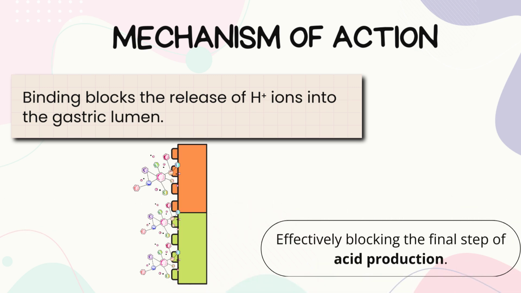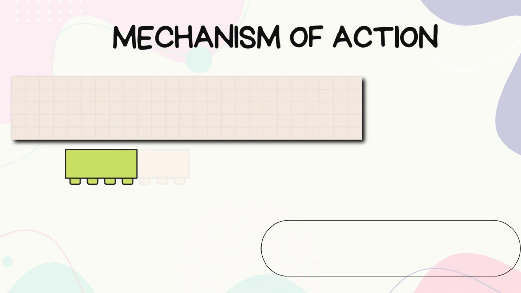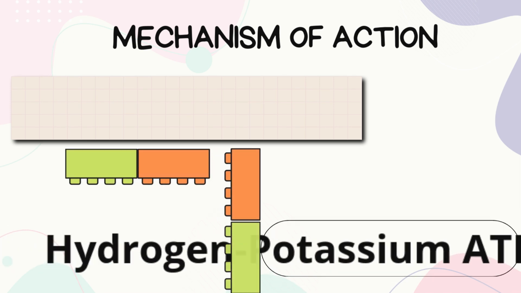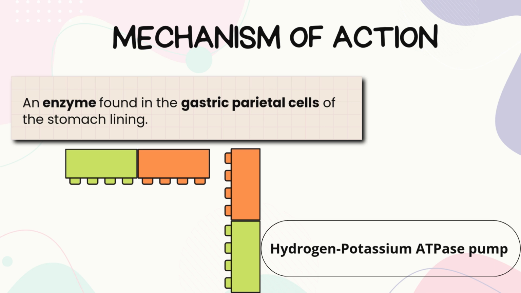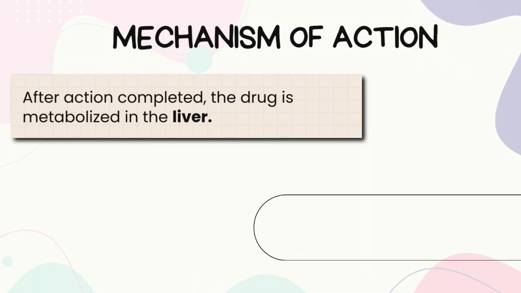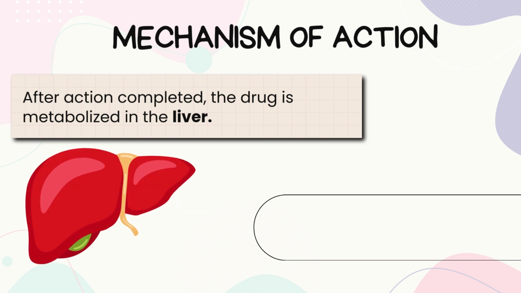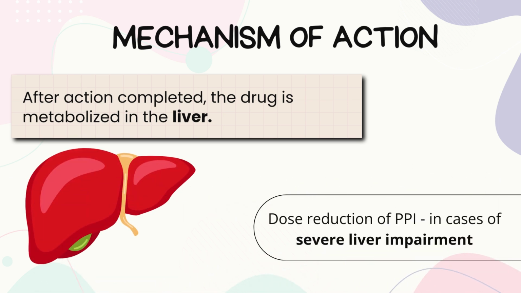acid production. If you are wondering what a hydrogen potassium ATPase pump is, it is an enzyme found in the gastric parietal cells of the stomach lining, which is involved in the production of gastric acid. After its action, the drug is metabolized in the liver. In cases of severe liver impairment, we might have to reduce the dose of PPI.